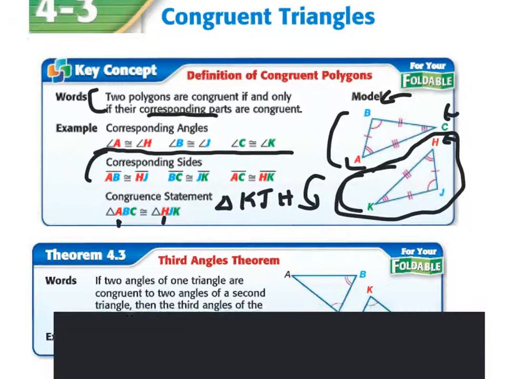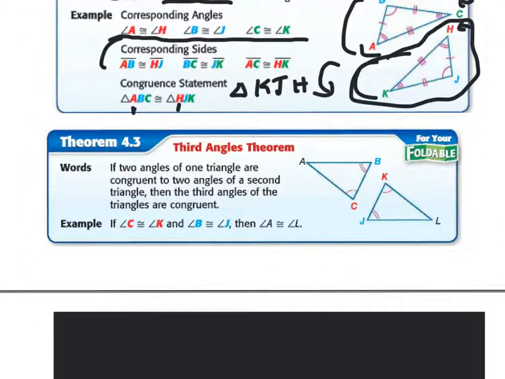The third angle theorem comes next, and that basically says if two angles in one triangle are congruent to two angles of a second triangle, the third angles have to be congruent. So if I know these two right here in this problem, like C is congruent to K, and B is congruent to J, this last angle has to be congruent also, just due to the fact that all angles in a triangle must add up to 180. So if you did the math, it certainly must work out.